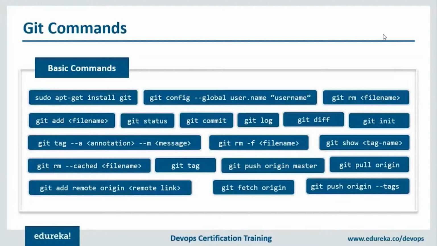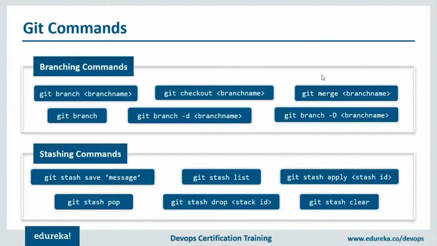So git branch name is to create a new branch. Git checkout branch name is to change the working head. That means, if you mention git checkout branch1, the head will change to branch1. Git merge branch name is to merge master with the branch. Git branch basically shows the branch that you're working on and all the branches that you have, right? Git branch -d branch name is to delete the branch. Git branch -D branch name is to delete the branch from an unstaged area.